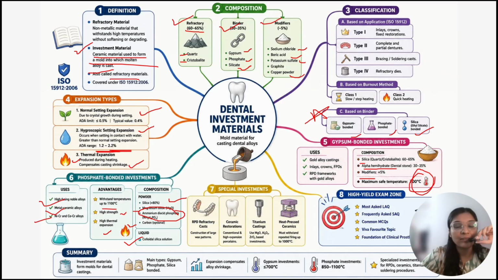And we have investment materials for special purposes like soldering. We have soldering investments. For titanium, we have magnesia, alumina, or zirconia based investments. Then we have some specialized investments for ceramic restoration or heat press ceramics. This was the summary of the investment materials.